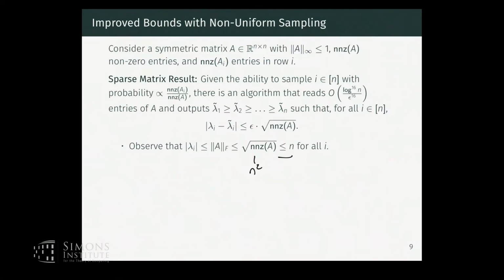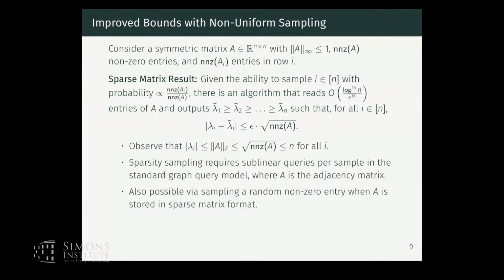So if you're in a sparse graph and you're thinking about nnz(A) as scaling linearly in n, the error becomes square root of n rather than n. Okay. As I mentioned, you can do this type of sparsity sampling really efficiently. It's also very related to adjacency list queries in the standard sublinear time graph algorithms literature. So these types of queries are fairly reasonable to assume.